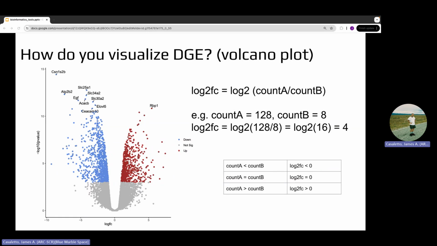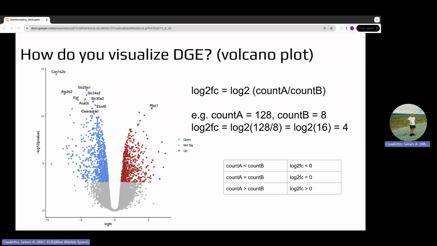The further to the right is the higher the overexpression, and the further to the left is the lower the underexpression. The p-value, which is on the vertical axis, represents the overall statistical significance of that expression value relative to all the other gene expression counts.